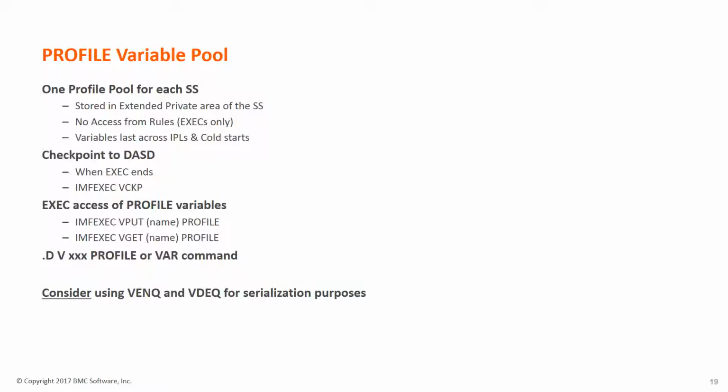Now you can access exec variables by using the IMF exec vput and vget functions. You can also display them with the .v_v. You should consider, especially if your execs are using the same variables, to use the variable enqueue and the variable dequeue functions so that you don't step on yourself.